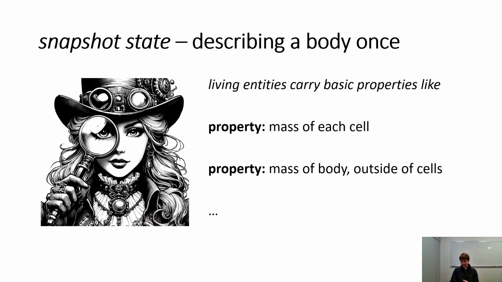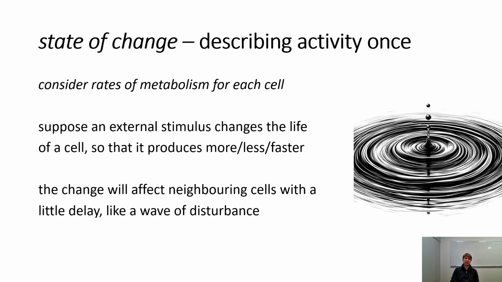So that's one level of snapshot state we can describe. Then we can describe the activity of every cell at a point. I'm just looking for one variable there, maybe just the rate of metabolism. So I'm not trying to describe every protein interacting or folding, but maybe just the amount of throughput of mass that the cell has. Something as simple as that.